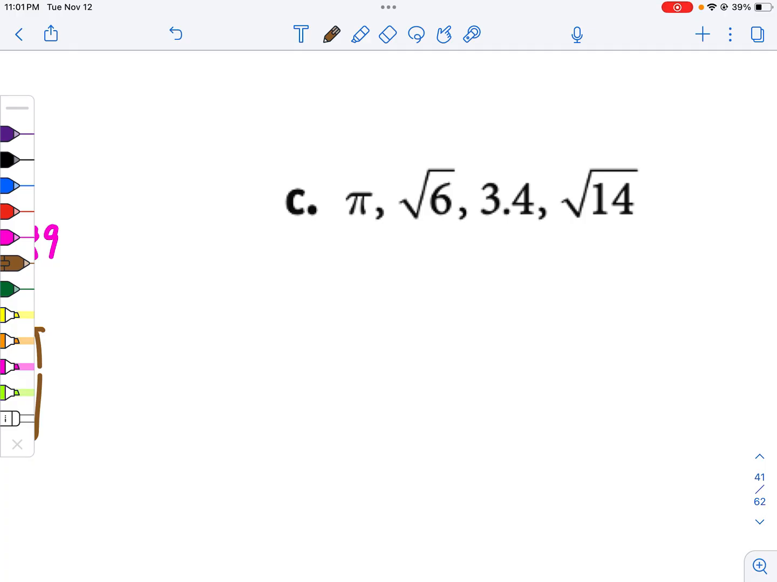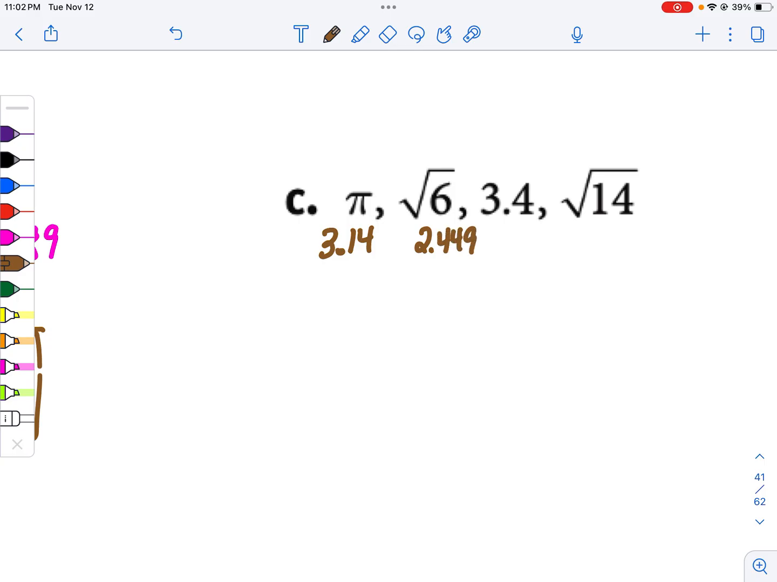So I don't know if you remember pi, but pi is a number. It's 3.14. You guys used that in middle school when you talked about area of circles. Pi is usually associated with circles. All right, then we have to type into our calculator square root of 6, which is 2.449 plus some extra stuff.